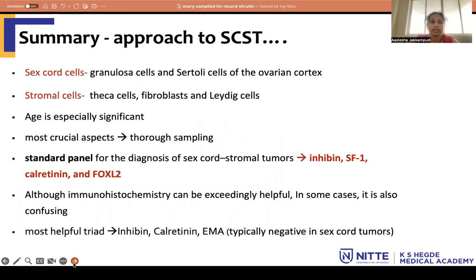So to summarize, sex-cord cells include granulosa cell and Sertoli cells. Stromal cells include theca cells, fibroblasts, and Leydig cell. Age is very significant for diagnosis. Most crucial aspect is thorough sampling, and standard panel for diagnosis of these group of tumors are inhibin, calretinine, SF1, and FOXL2. And although ISC is an exceedingly helpful investigation, in some cases it will be confusing, and most helpful triad is inhibin, calretinine, and EMA. EMA is typically negative in these set of tumors.